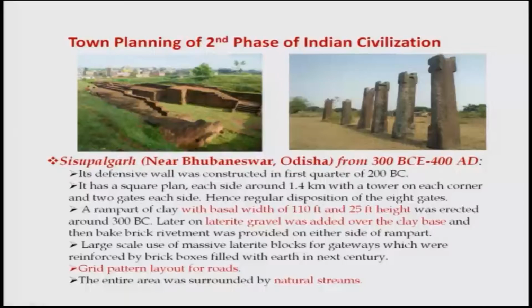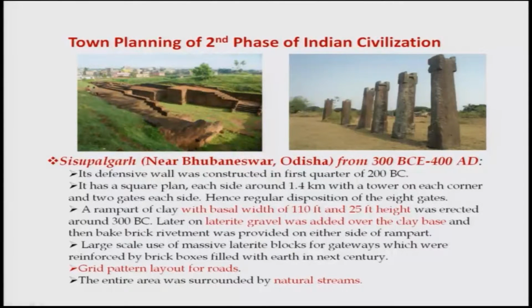It was erected around 300 BC. Later on, laterite gravels were added over the clay base. The base was the clay, and then laterite gravels were added. And of course, later on some people added baked brick revetments on both sides of the rampart. As the people were using it, they kept improving it further depending upon the available materials. And there was large scale use of massive laterite blocks for the gateway, which were reinforced by brick boxes filled with earth in the next century.